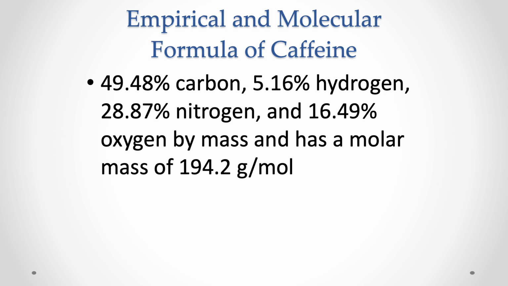It contains 49.48% carbon, 5.16% hydrogen, 28.87% nitrogen, and 16.49% oxygen, all by mass. And it has a molar mass of 194.2 grams per mole. Let's determine the molecular formula, but first we'll determine the empirical formula, which is the simplest whole number ratio of elements in a compound.